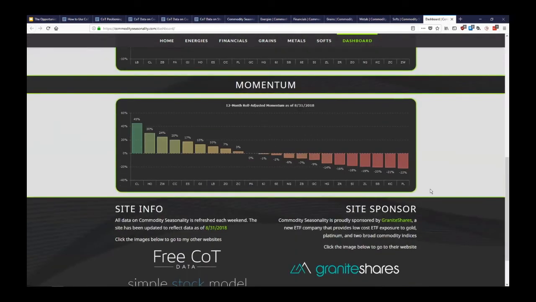And then the final chart on this commodity seasonality dashboard page is momentum. So this is looking over the past 12 months, roll adjusting these. So it's sort of replicating if you're a front month trader and you're rolling, what's the adjusted momentum for all these commodities. So you just think of it as the top performing contracts. And so we've got, no surprise, WTI on the far left, and then heating oil right behind it. On the right-hand side, we've got platinum, coffee, sugar, soybean oil.